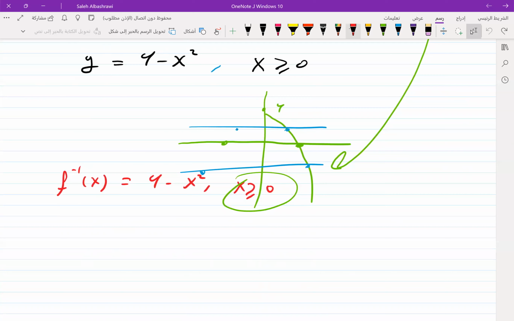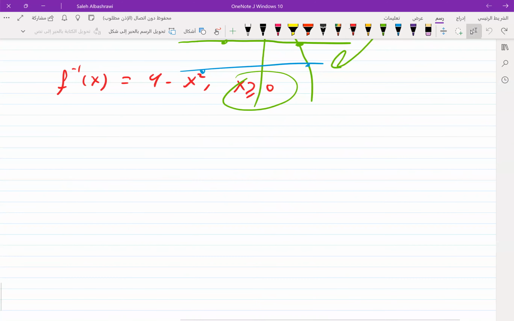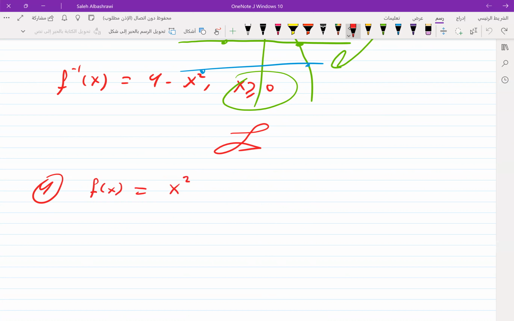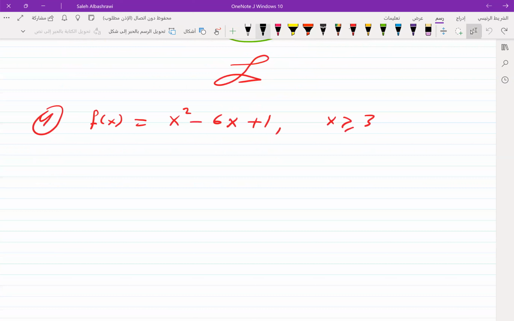So I have one more example, number 4. About that we have this function f of x equal to x squared minus 6x plus 1, where x is greater than or equal to 3. So let's apply the 3 steps.